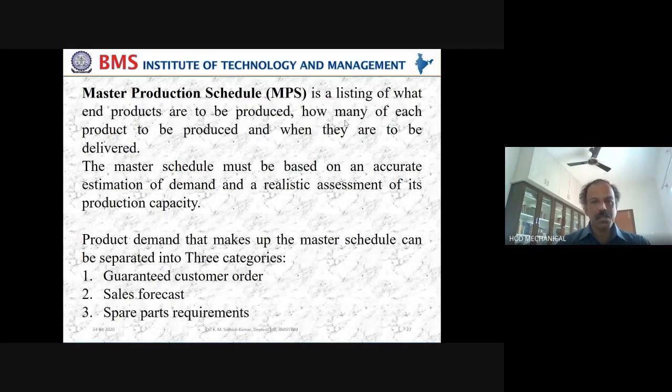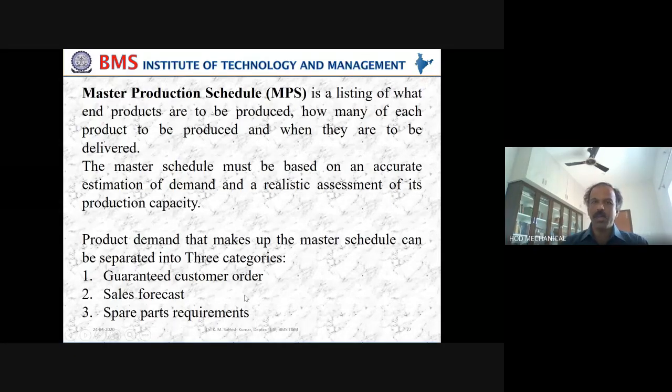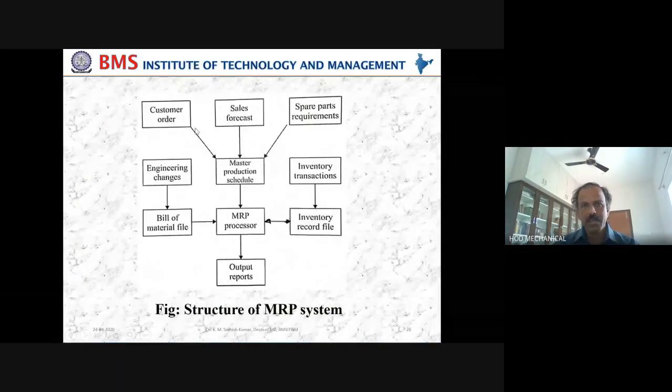Some concept should have gone through, some thought should have gone through in order to determine the product demand. And the product demand that makes up the master schedule can be categorized into guaranteed customer order, sales forecast, and spare parts requirements. Now if you observe, these three are the inputs to your master production schedule. Okay, what is the first input?